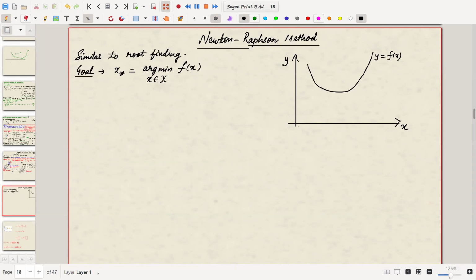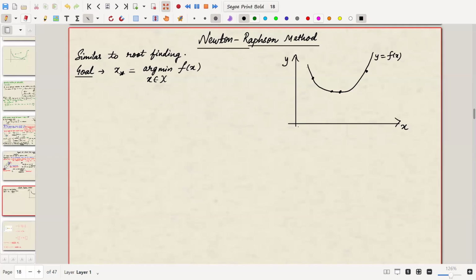Which value of x minimizes the function? Not the middle. Somewhere like here, here, somewhere there, but somewhere out of these points. Where? That is our job.